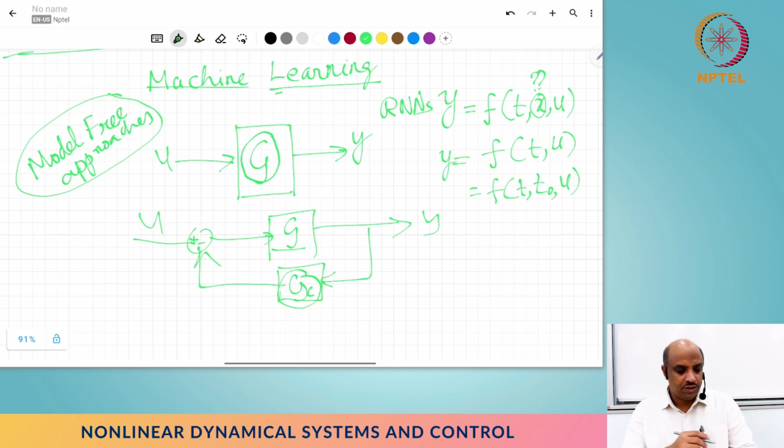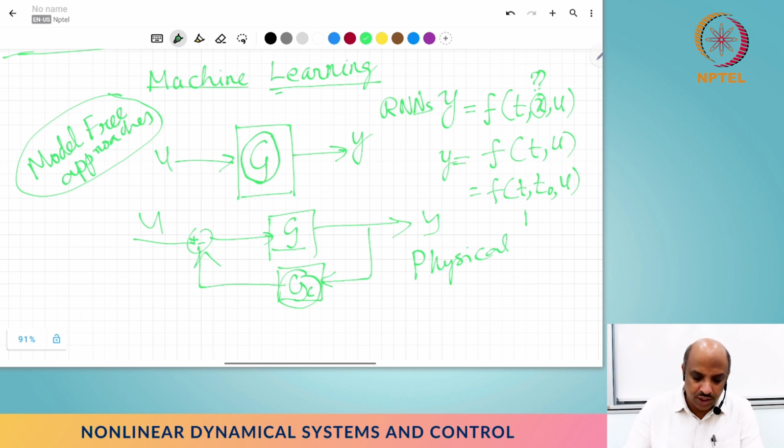So by the way, these days there are many advances in neural networks. One of them is basically physical, they're called PINNs, P-I-N-N, right? Of course, NN is neural network.